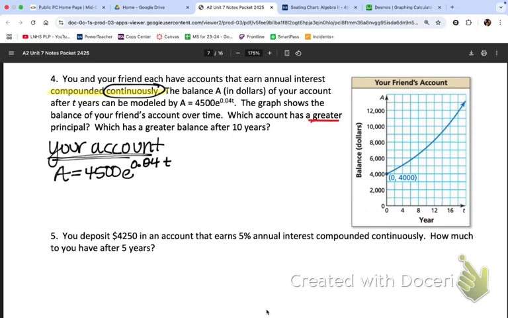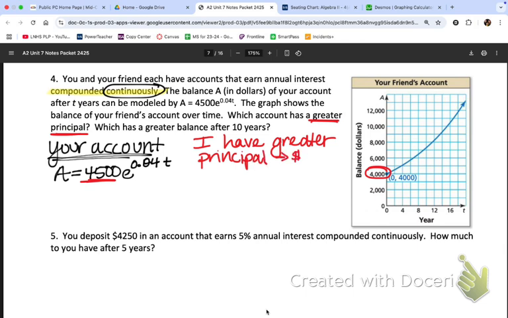Do you remember what principal is? The starting amount. What's our starting amount? 4,500. What is your friend's starting amount? Look at the graph. 4,000. Who has the greater principal? We do. It says you, so I have the greater principal, which is the starting amount, which is $4,500 versus 4,000. Okay, and now who has the greater balance after 10 years?